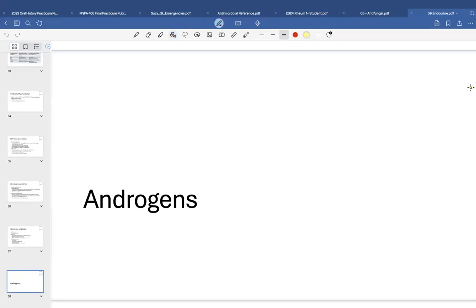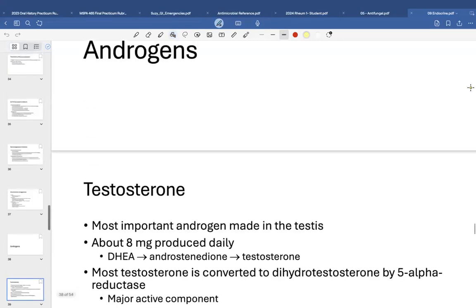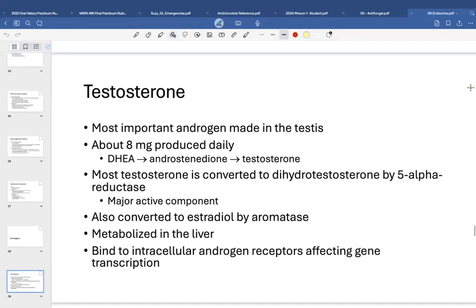We have a whole lot of content around estrogens and reproductive. But today is testosterone. Testosterone is the most important androgen, made in the testes, about 8 milligrams each day. The precursor is DHEA. It is converted to androstenedione and then converted to testosterone. Testosterone is further metabolized to dihydrotestosterone by 5-alpha reductase.